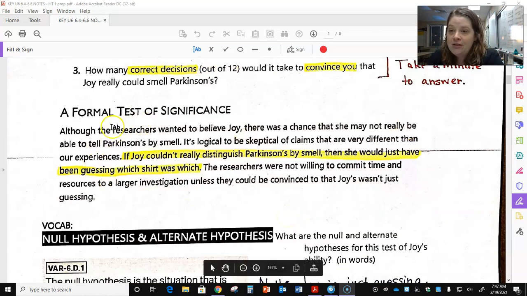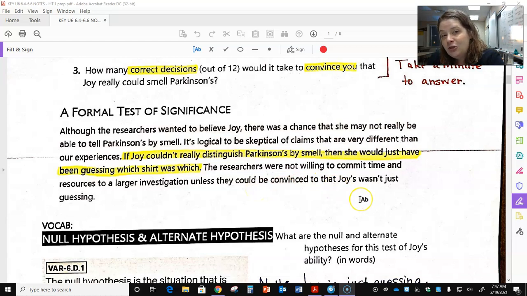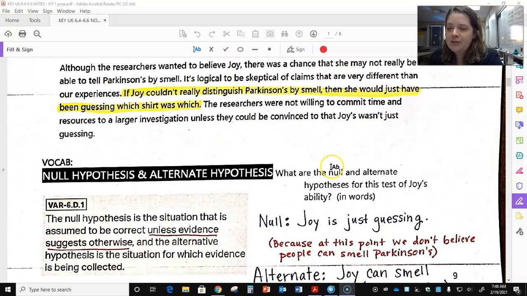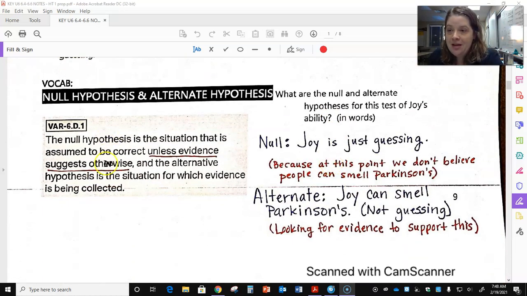All right, so there is this idea of a formal test of significance. These are sometimes called hypothesis tests. What we're trying to come up with is how strong of a sample we need, and how small of a chance it needs to be, to convince us that our original claim is not true. We're going to start off with some vocabulary: null hypothesis and alternate hypothesis.